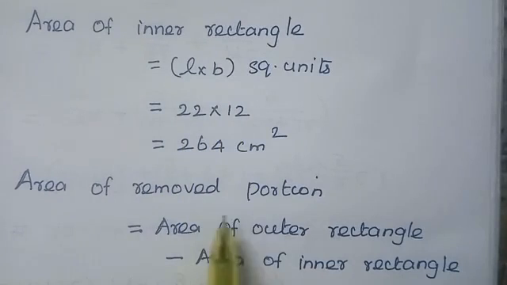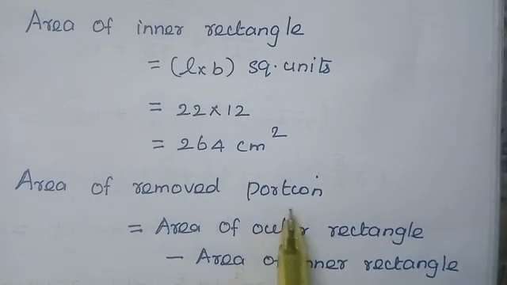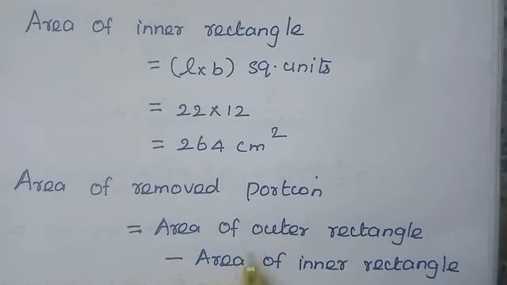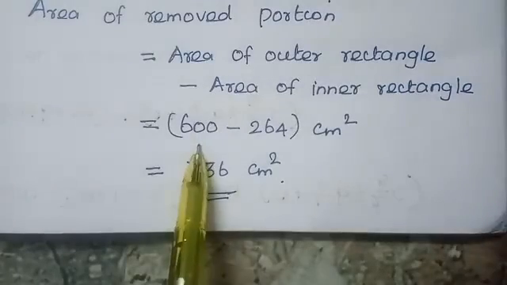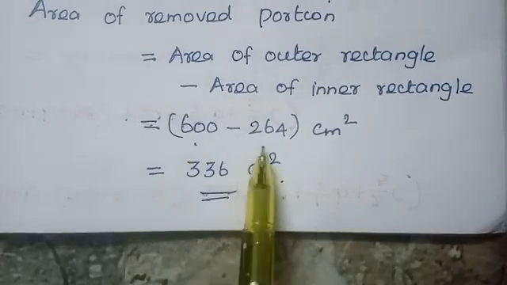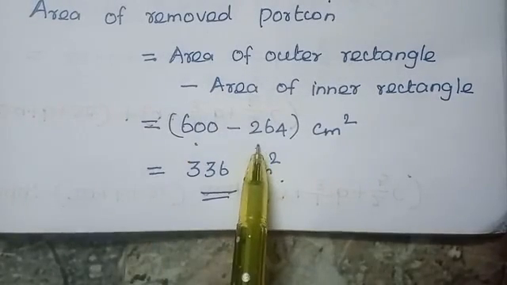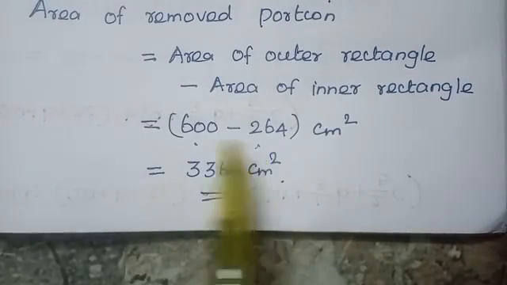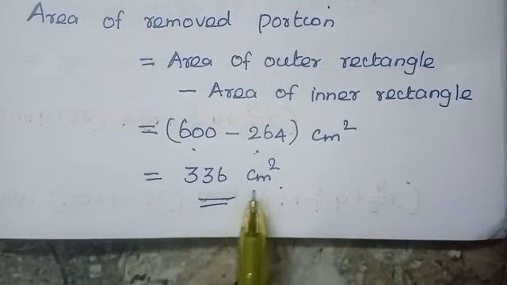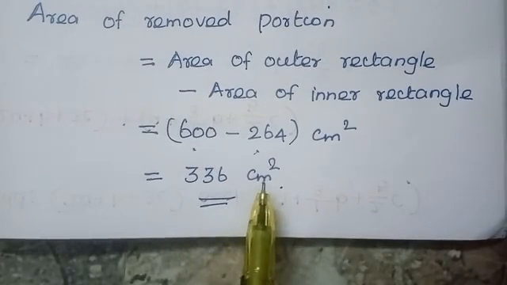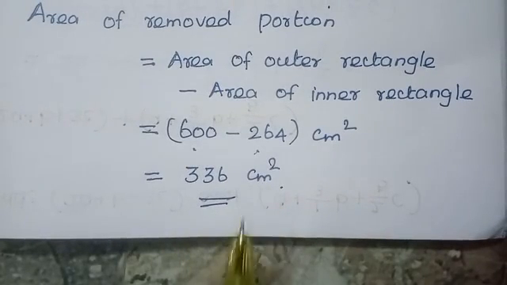For the area of the removed portion, we subtract the area of the outer rectangle minus the area of the inner rectangle. The area of the outer rectangle is 600. The area of the inner rectangle is 264. When we subtract these two numbers, we get the answer 336 centimeter square. This is the area of the removed portion.